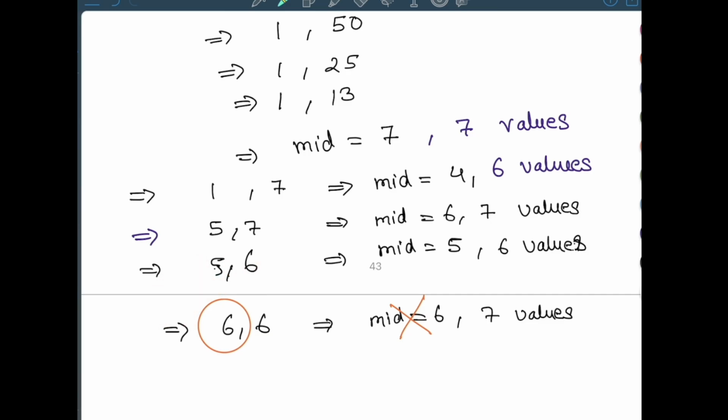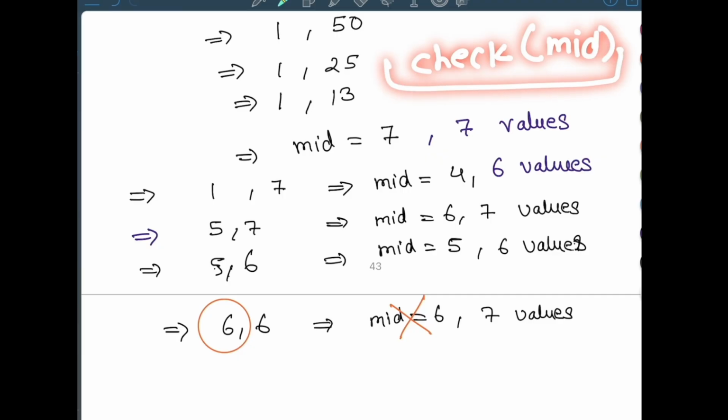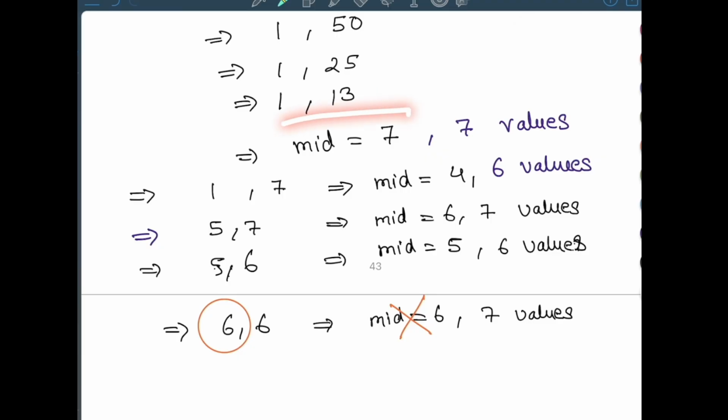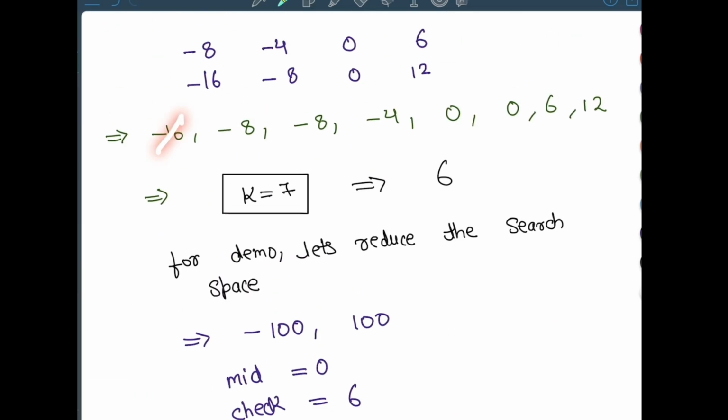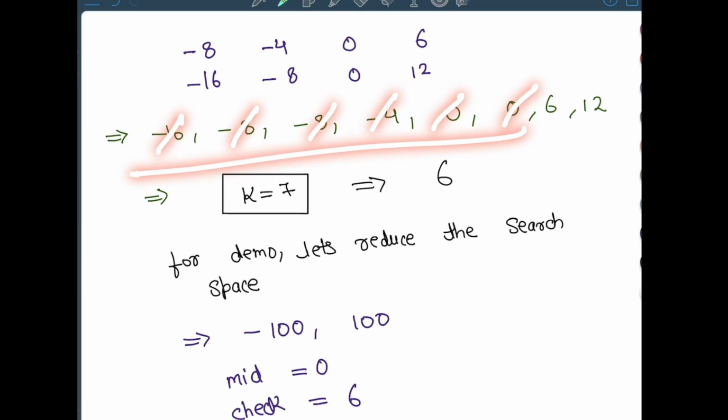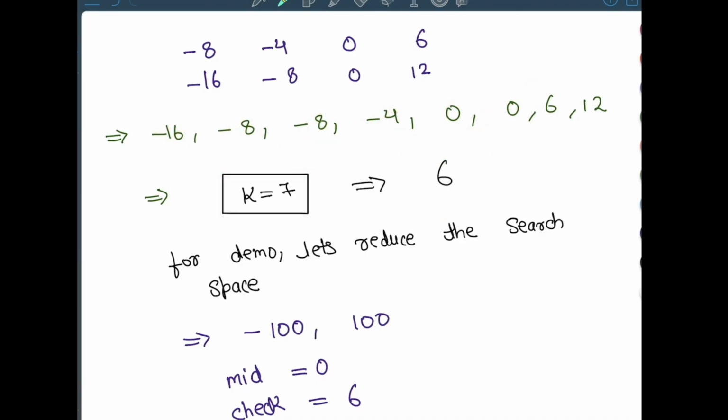Now we know how the binary search logic works, right? The only thing we need to understand is how this check function works, which can check, if I'm trying to search for any mid value, how to find how many values are less than or equal to that mid value. For example, if the mid was 5, the answer was 6, right? I know it is 6, we know it is 6, it is 1, 2, 3, 4, 5, 6 values are less than or equal to 5, so it is 6. But how do I find it?